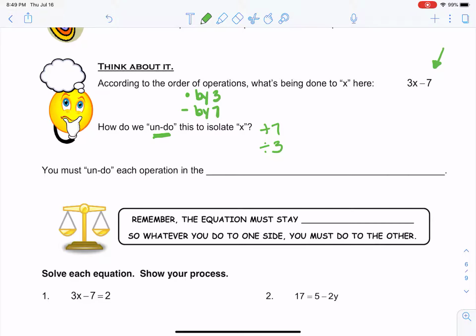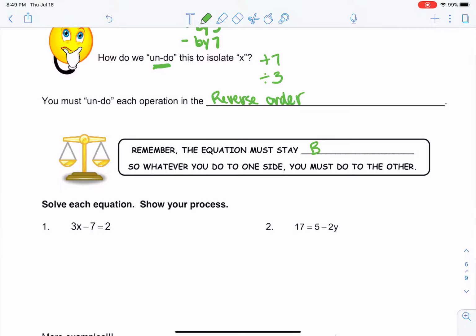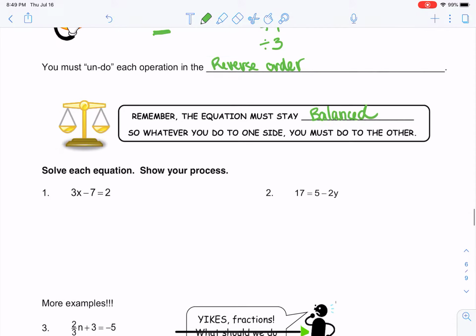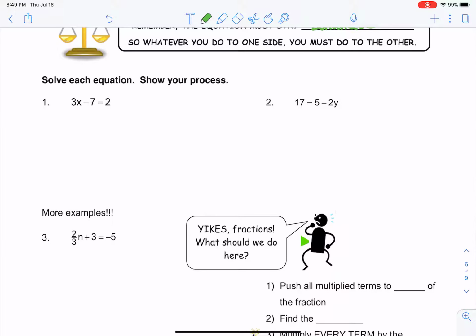So you have to undo each operation this time, kind of in reverse order. Okay, kind of going completely backwards. So as always, remember you need to keep your equation balanced. Whatever you do on one side, you have to do it to the other. And we're always going to start by drawing our fraction bar.